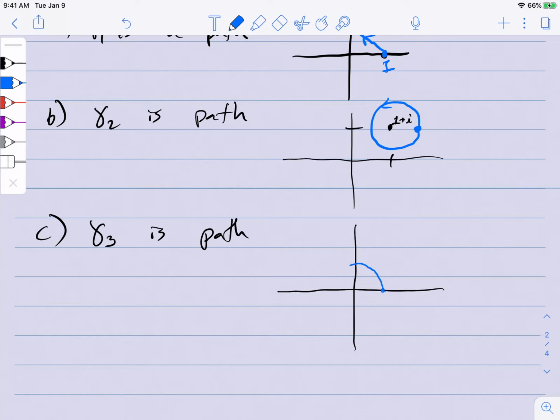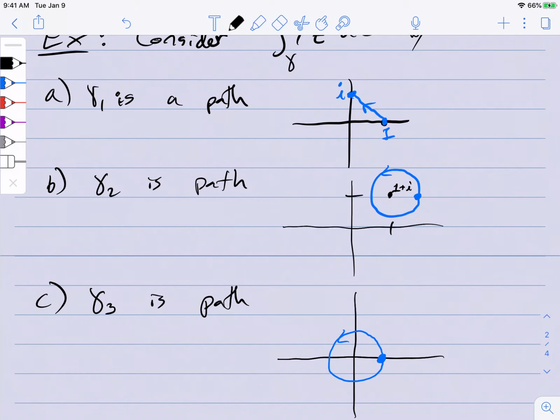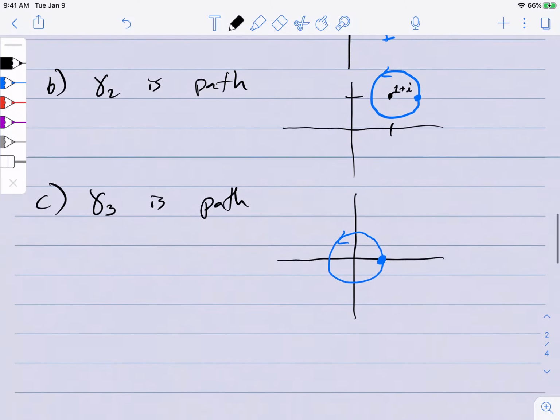And it'll just be the unit circle, starting and ending at 1. Okay, so let's see if we can calculate these different integrals.